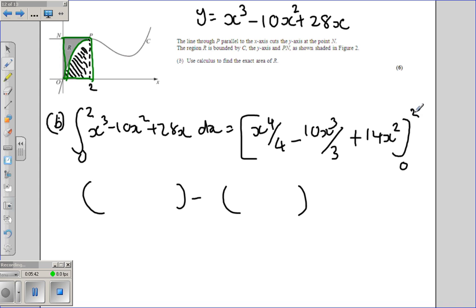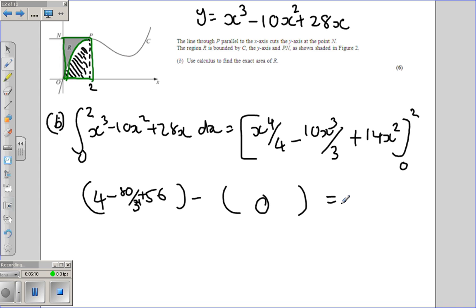Now we're going to substitute 2 into there. If you want to type it all in your calculator, that's fine. I'm going to do a little bit of work first. 2 to the power of 4 is 16, divided by 4 is 4. Subtract 10x cubed: 2 cubed is 8, times 10 is 80. So we're subtracting 80 over 3. And 2 squared is 4, times 14 is 56. Plus 56. When you put 0 in, it's brilliant because you get nothing. You just get 0. So all we're doing is working out the left-hand bracket.